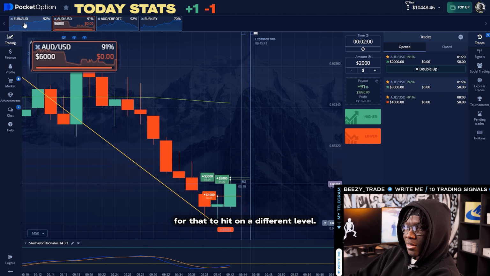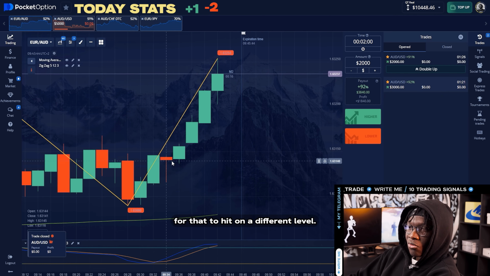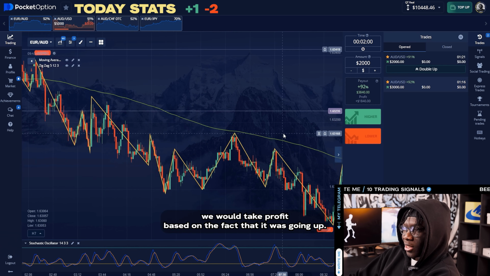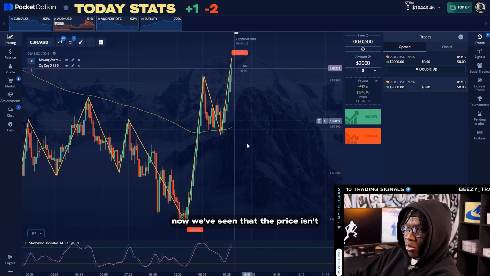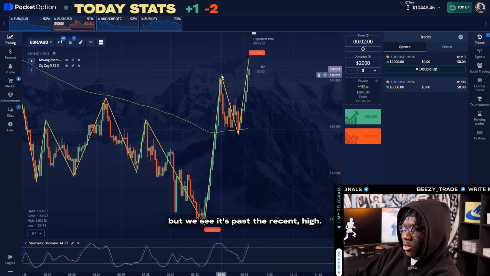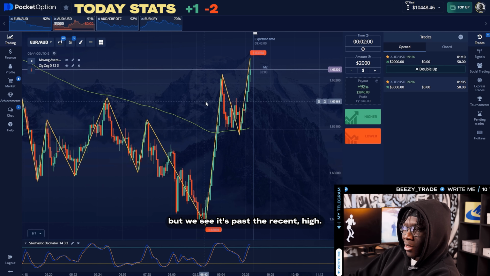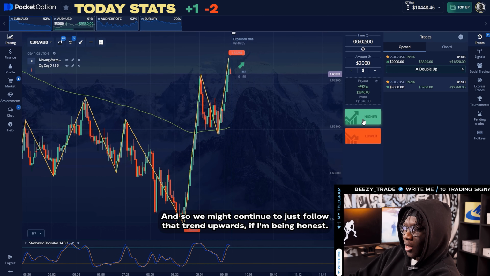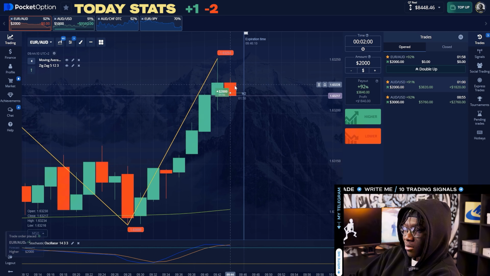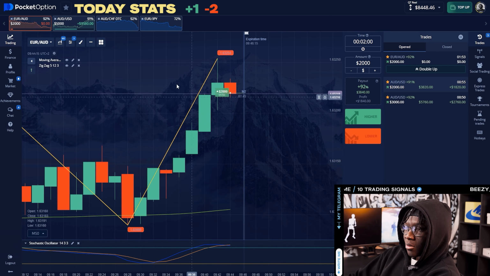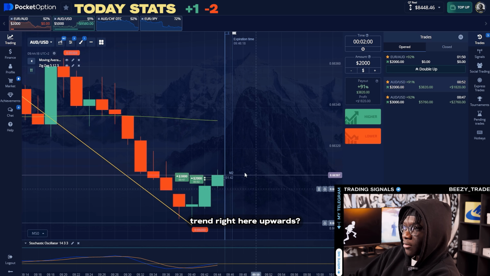So while we're waiting for that to hit on a different level, go back to Euro AUD, which we were able to take profit on based on the fact that it was going up. Now we've seen that the price isn't even close to hitting our price right there. But we see it's past the recent high, and it's creating not a new high, but a recent new high. And so we might continue to just follow that trend upwards, if I'm being honest. I'm going to continue to follow this trend right here, upwards.